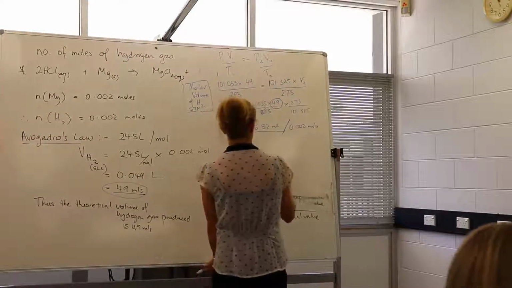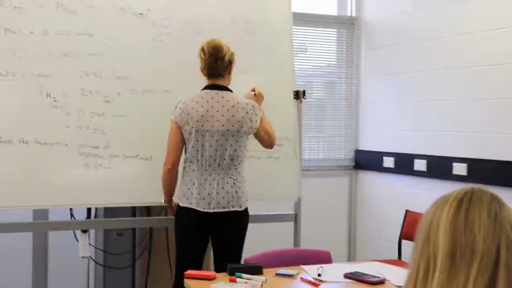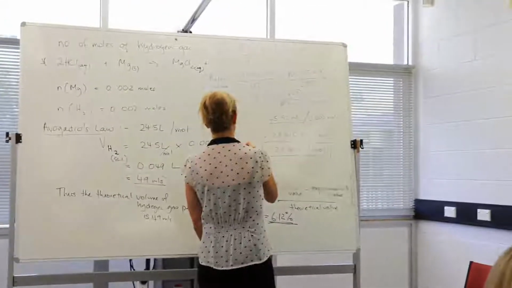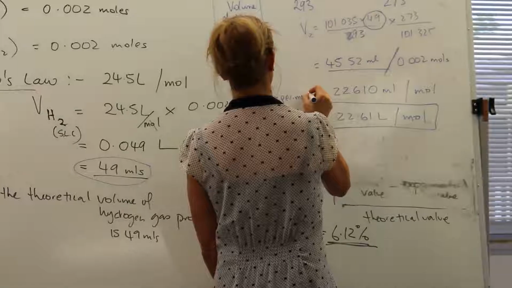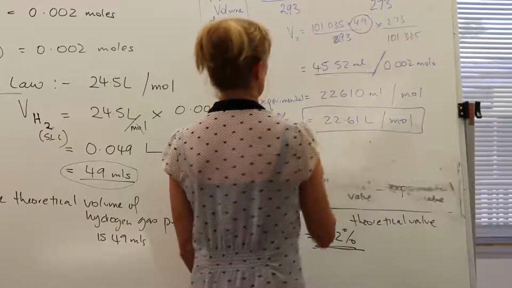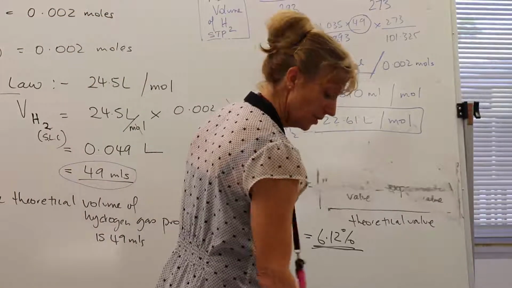Oh, unusual. 22,601... 226. Yeah. Milliliters per mole. Good. And when we change that to litres per mole, divide by 1,000, it's 22.61 litres per mole. That's not too far away. That's pretty good, isn't it? This is the experimental molar volume of hydrogen. It should be 22.4. We got 22.6. What is the thing that we should do now?